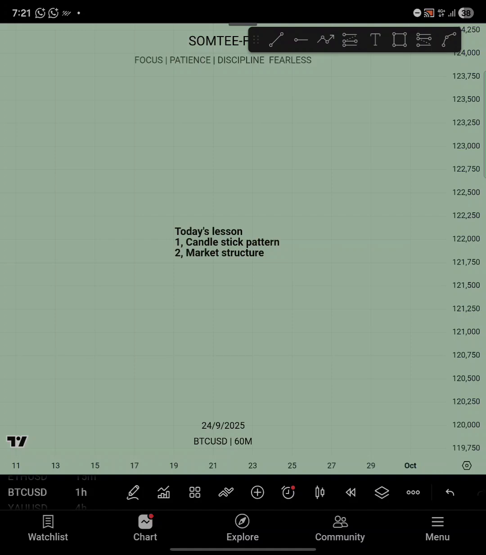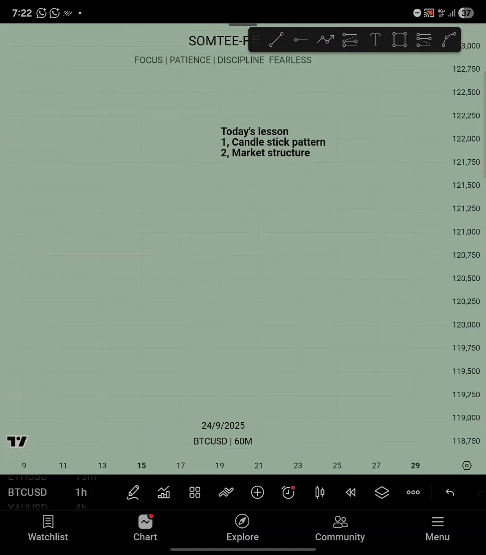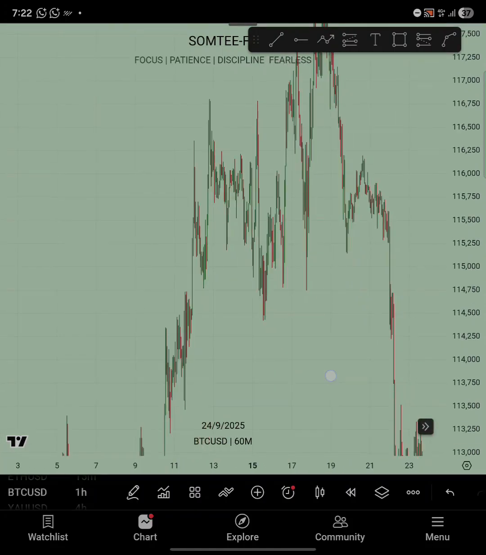In the next part, what we'll be talking about is the market structure, which is the overall move of the market. Market structure is just the way markets move. In this part of market structure, we'll be talking about the uptrend, the downtrend, and the ranging market. Let's move into it.